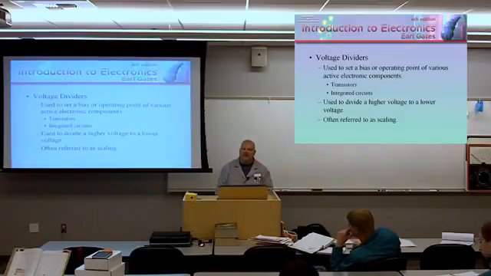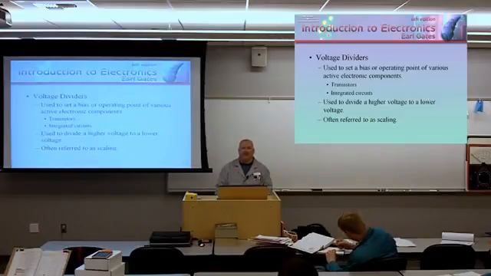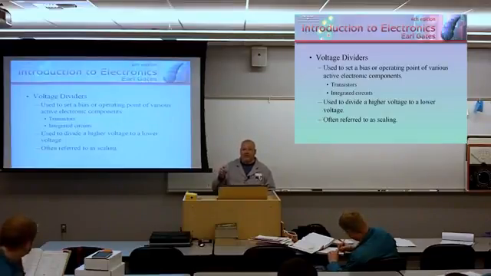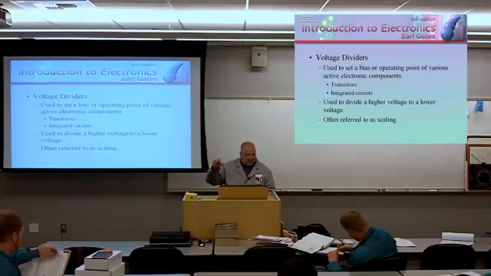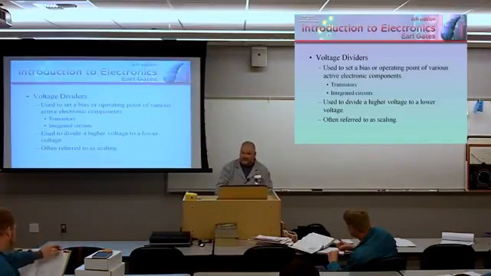Voltage dividers are used to set a bias or operating point of various active electronic components. We use voltage dividers to create the voltages that turn on transistors and integrated circuits. They're used to divide a higher voltage to a lower voltage, and this process is often called scaling. Because what are we doing? Voltage rise equals voltage drop, or voltage drops. So voltage drops will always be a fraction or scaling of the total voltage that we apply to the circuit. Does that make sense?